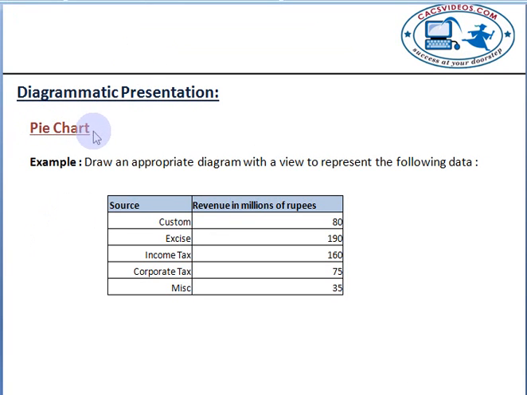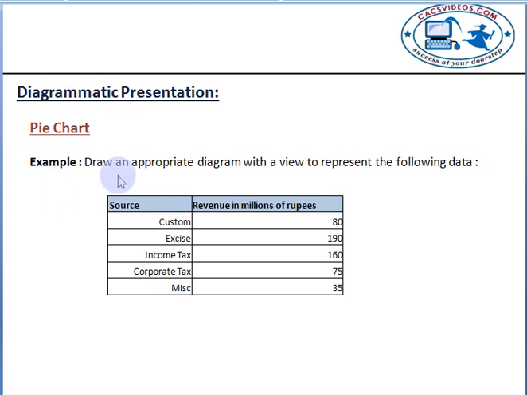Now we will discuss pie chart. This is the last diagrammatic representation. So what was the first diagrammatic representation? First was line diagram, second was bar diagram, third is pie chart. So we'll discuss pie chart in this slide.